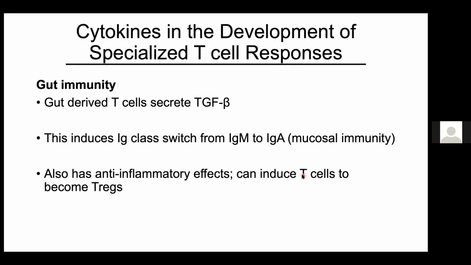I've already mentioned the anti-inflammatory effect, but I just wanted to highlight that TGF-beta is important in causing class switching within the gut, so that you get IgA being produced and secreted within the gut mucosa.